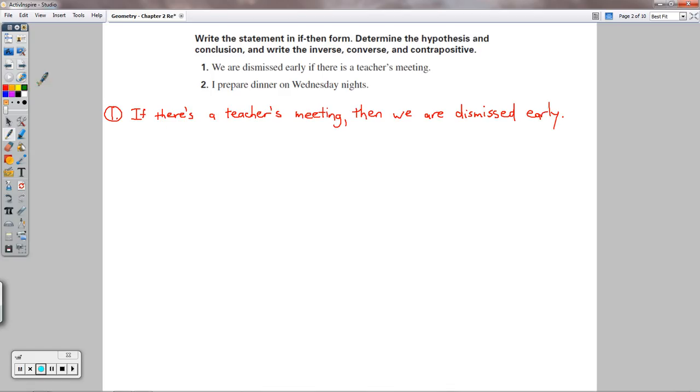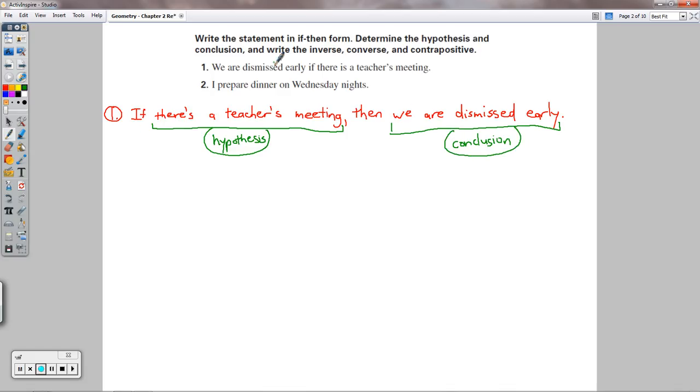What is that part called? Well, I'll just use my green here. The part after the if is called the hypothesis. So I've identified the hypothesis right there. And then the part after the then is the conclusion. So here's the conclusion. So we've got that part done.